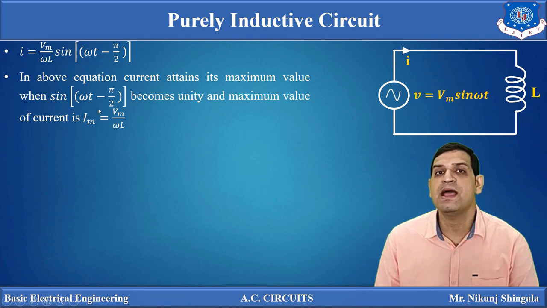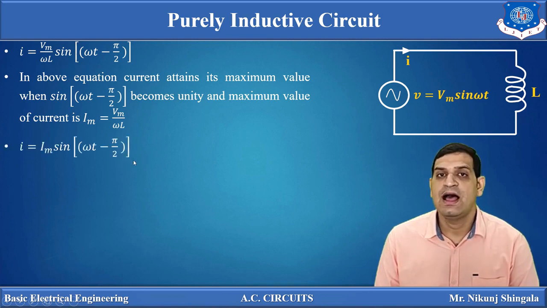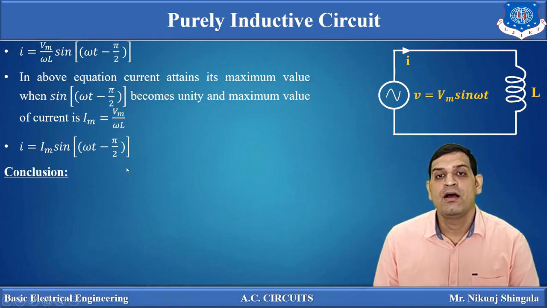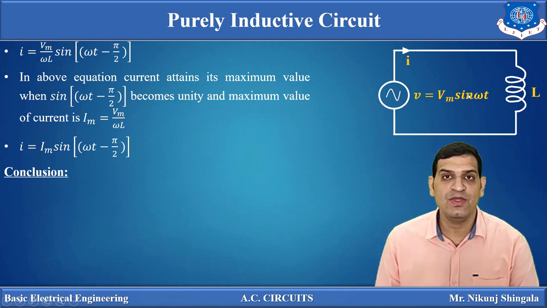Suppose this is represented by Im. So we can write i equals Im sin(omega t minus pi by 2). This is the final expression of the resulting current, and the expression of applied voltage is v equals Vm sin omega t. So from both these equations, what can we see?